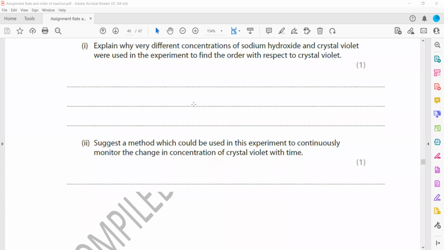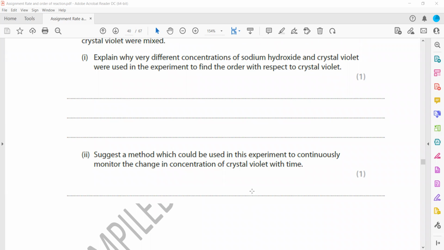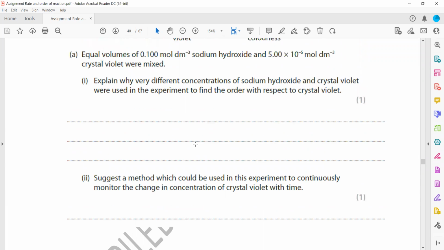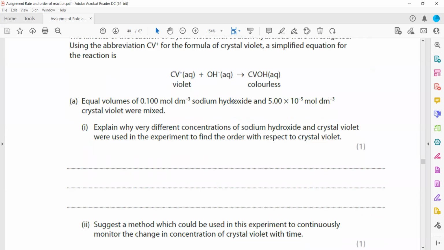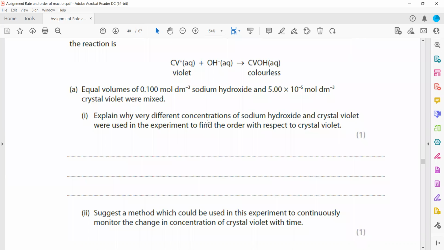Suggest a method which could be used in this experiment to continually monitor the change in concentration of crystal violet with respect to time. We want to continuously monitor. So what we can do, we want to observe or monitor this reaction. This reaction is taking place. So the problem here, we cannot use it like that.